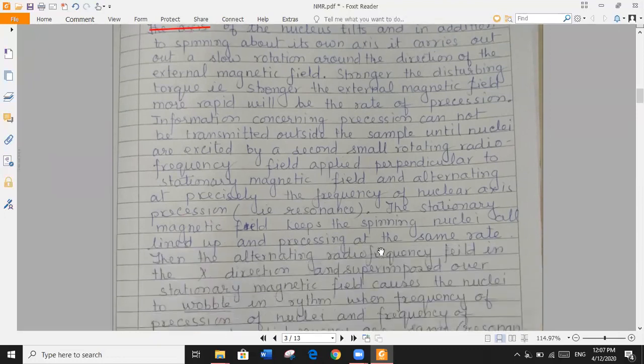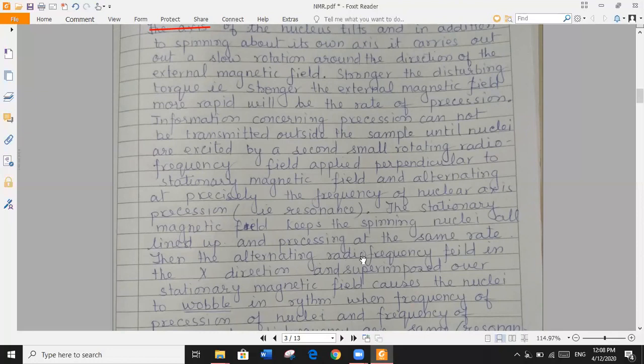The stationary magnetic field keeps the spinning nuclei all lined up and precessing at the same rate. बाहर का एक्सटर्नल फील्ड जो है सारे एटम्स के न्यूक्लियस को एक साथ लाइंड अप कर देता है और एक ही रेट से वो घूमने लगते हैं, जैसा कि अभी आपको प्रिसिशन दिखाया.